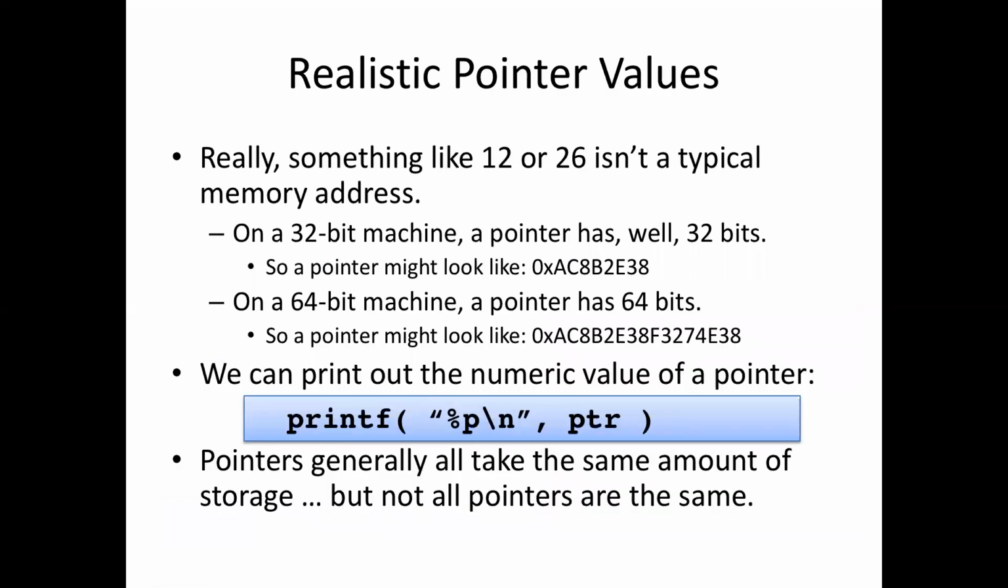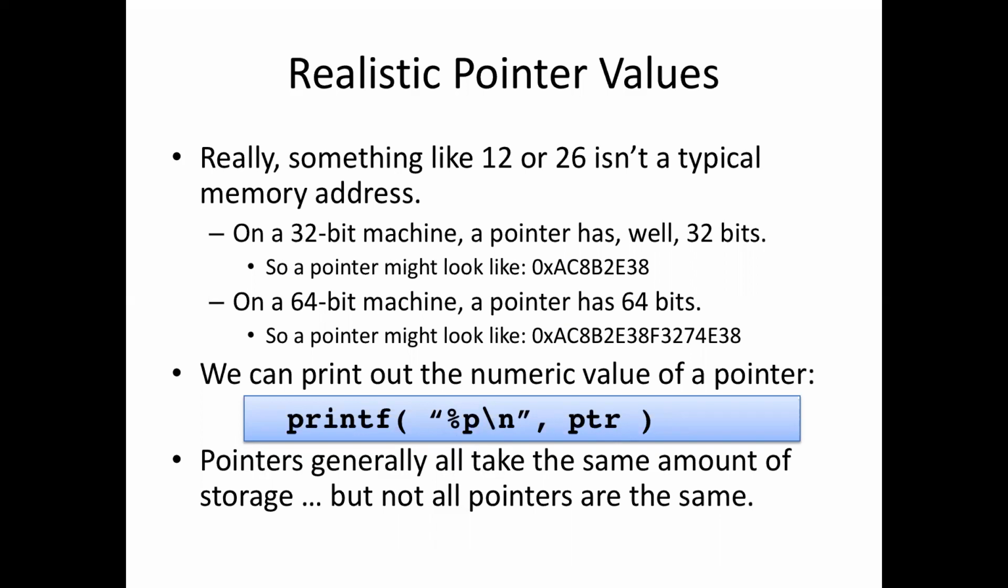We've been using silly values as pointers so far. I've drawn little pictures of memory and I've said, pretend this thing lives at address 12. And that's the idea, but if you looked at a pointer value, you probably wouldn't see a number like 12 in it. You can print out the value of a pointer. We haven't seen it until today, but this %p is a conversion specifier that'll print out any pointer value. It prints it out in hexadecimal, base 16.